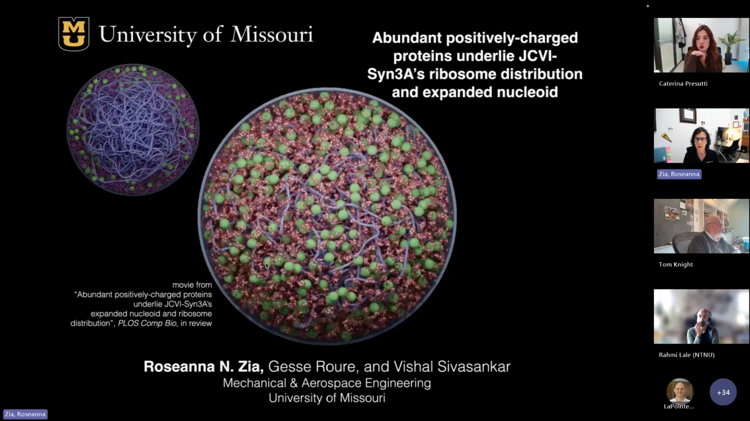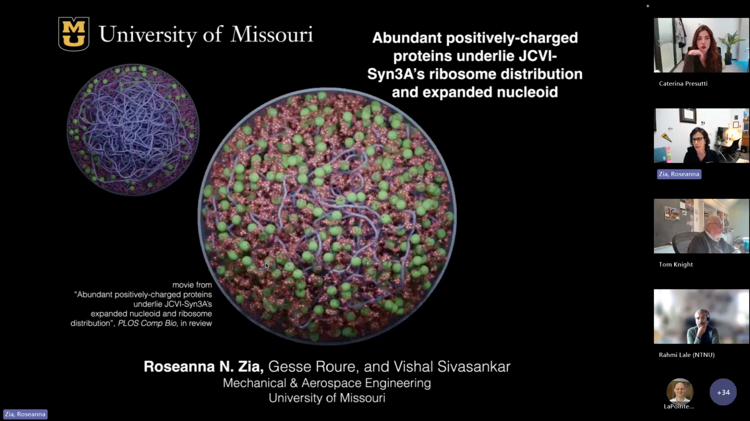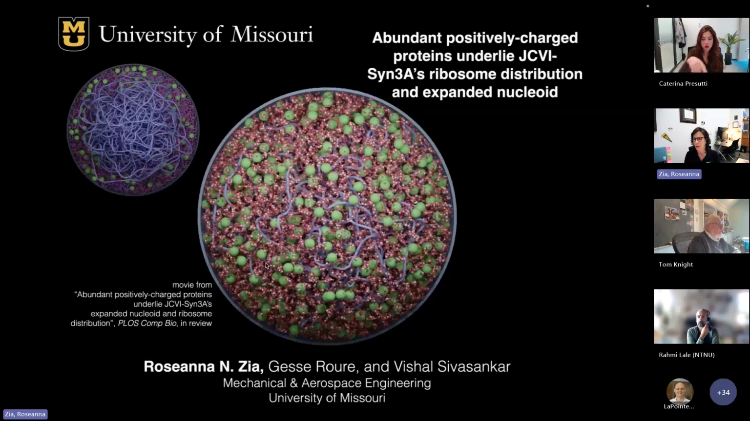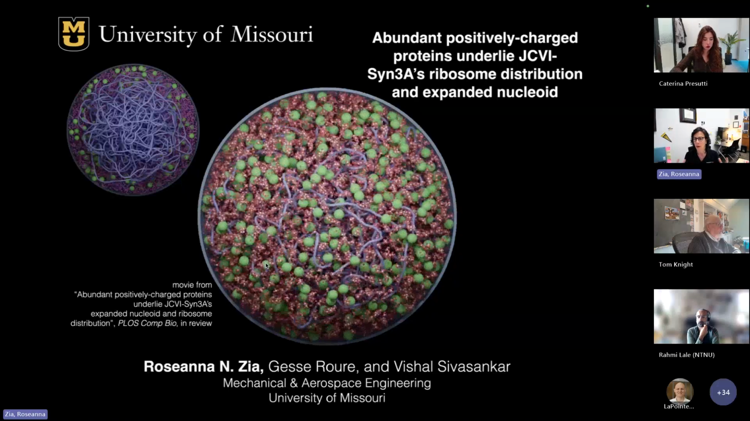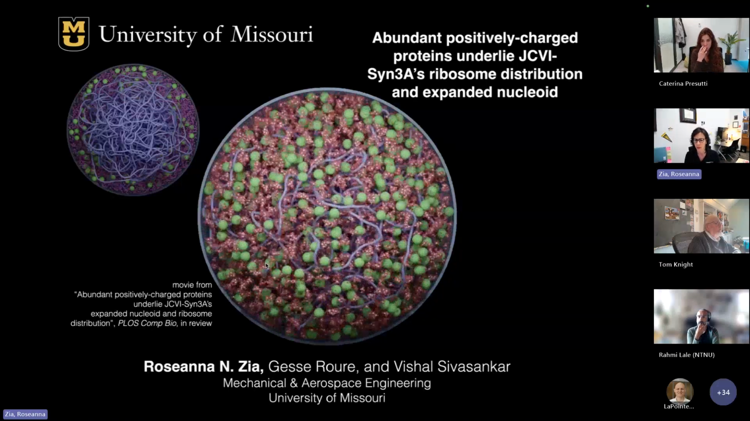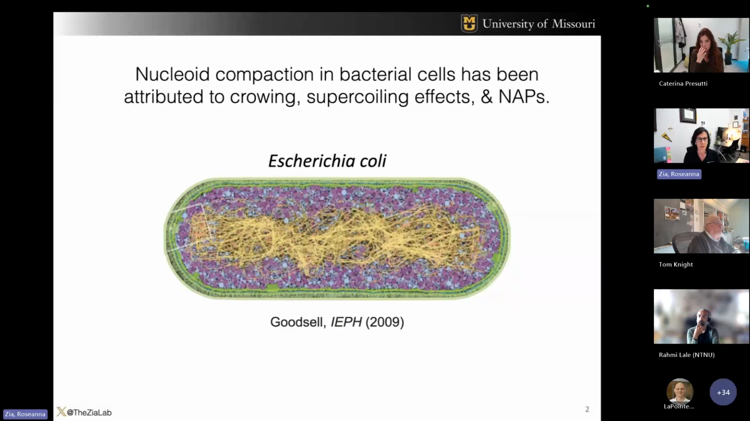One of the first questions that we wanted to think about with this was the idea that the nucleoid in Syn3A is expanded rather than what we call compacted as it is in many other bacteria. So nucleoid compaction in bacterial cells has been attributed to a number of things: cytoplasmic crowding, supercoiling effects, the action of nucleoid-associated proteins, among others.